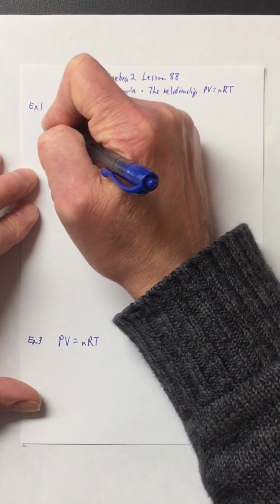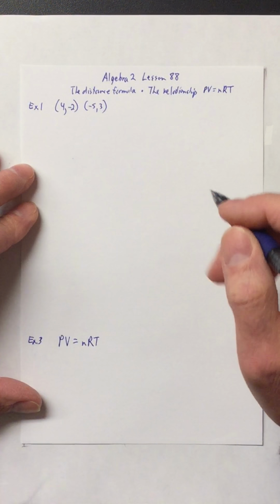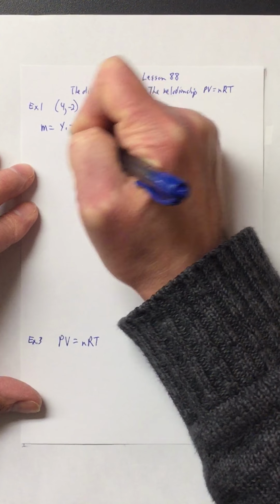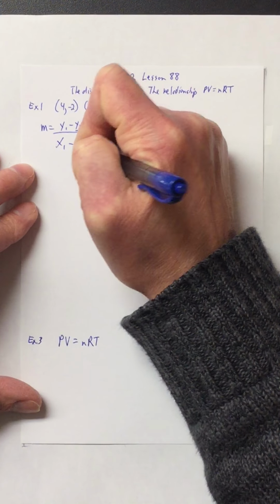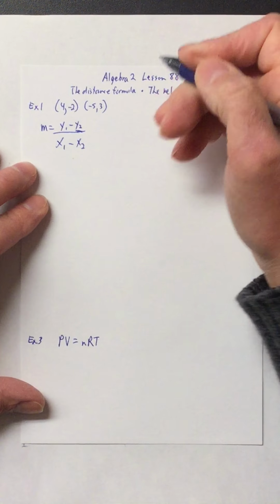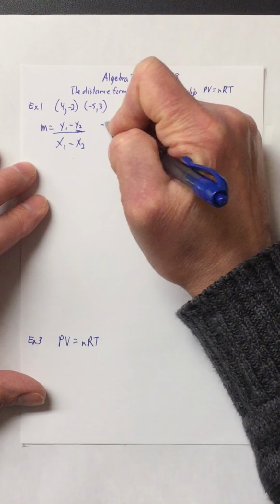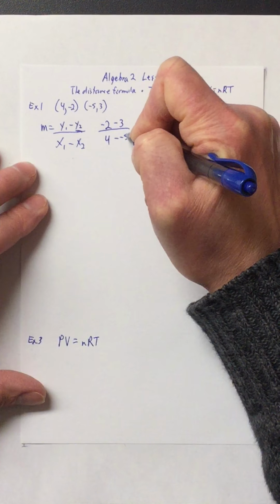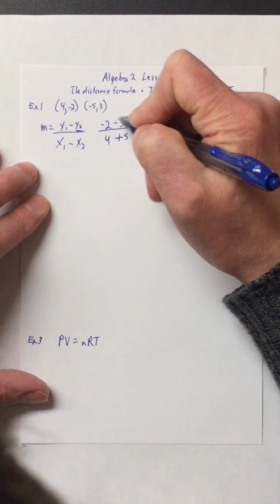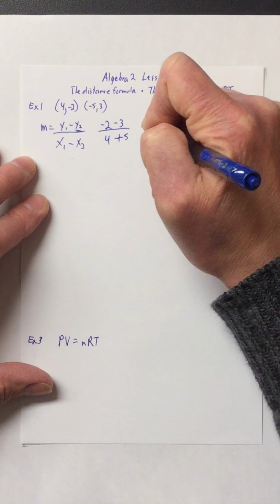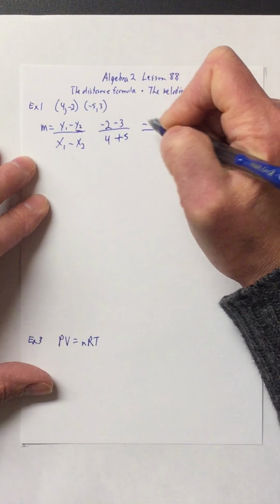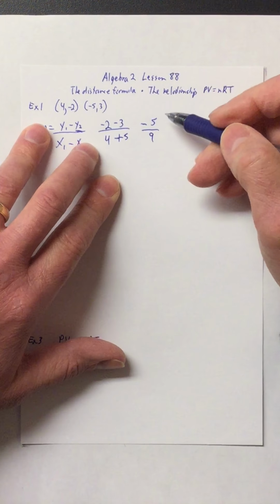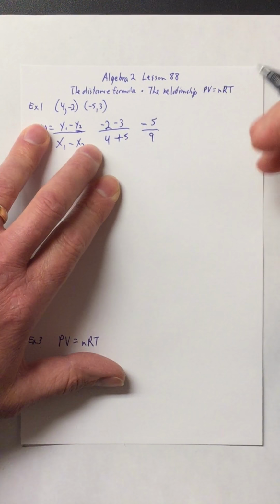Our first step here is to use our slope formula from the previous lesson to find what the slope is. So m equals y1 minus y2 over x1 minus x2. Let's plug that in and find out what our slope is. So I'm going to have negative 2 minus 3 over 4 minus a negative 5. This one changed to a positive. Negative 2 minus 3 is negative 5 over 9. So there's my slope. In this particular case, since orientation really doesn't matter, the negative doesn't matter.